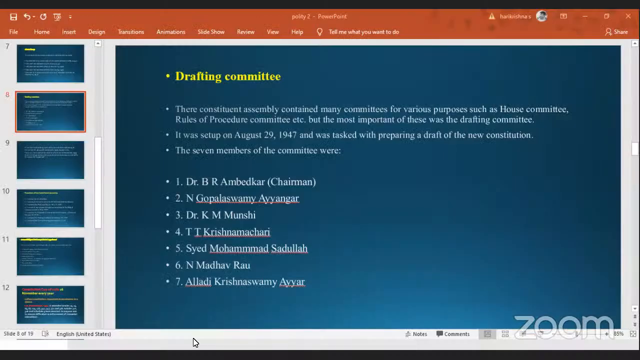Then the enactment and enforcement of the Constitution took place between November 26, 1949 and January 26, 1950. That is, the enactment and enforcement of the Indian Constitution took place between these two dates. However, some parts came into force on November 26, 1949 itself, with the passing of the Constitution. So actually the complete Indian Constitution.